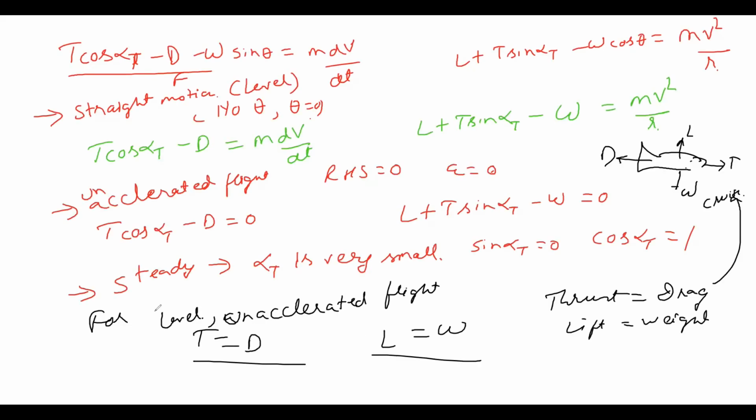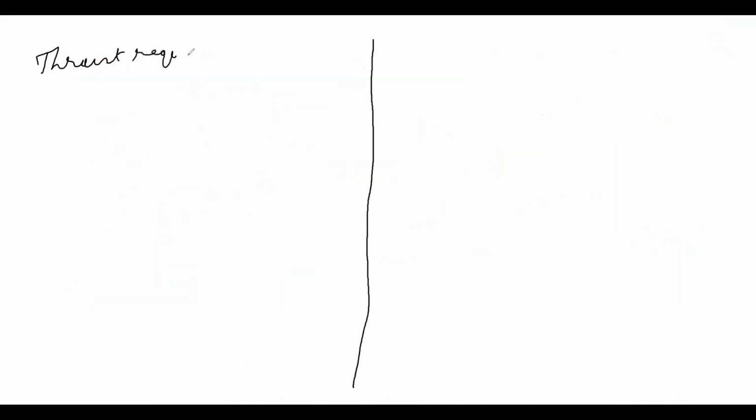So next there are two things: thrust required and power required. Let's see these two things. One is called thrust required. Now we will consider the same flight. Everywhere we will consider level and unaccelerated flight. So, thrust required for level unaccelerated flight.